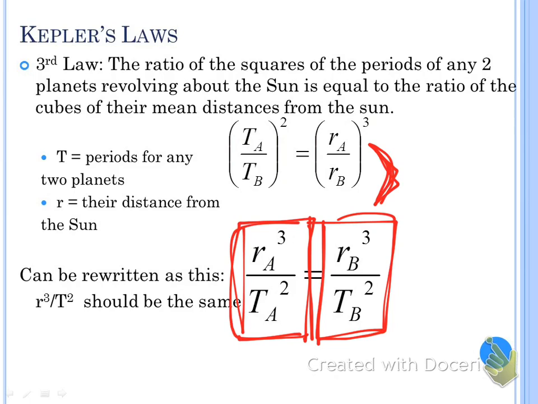planet B's characteristics. So when we look at this value, r cubed over t squared, this should be the same value for every single planet, because we see that we can set planet A and planet B equal to each other based on their radius cubed over their period squared. So for every planet, r cubed over t squared should be the same value.